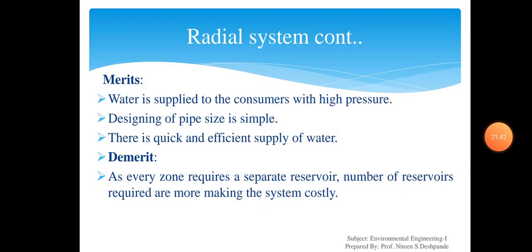How can they get high pressure? Because a number of reservoirs are placed at the center of each zone, so the pressure head will be maximum and water is supplied to the consumers with high pressure. Second, designing the pipe size is very simple. There is a quick and efficient supply of water. The demerit of this system is, as every zone requires a separate service reservoir, the number of reservoirs required is more and hence the system becomes costly.